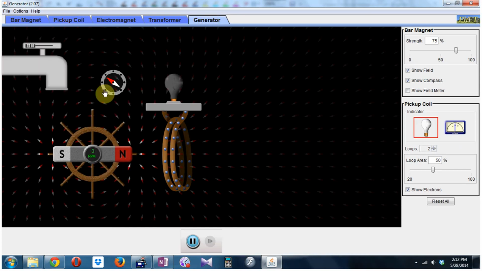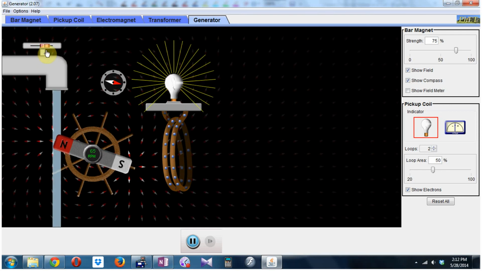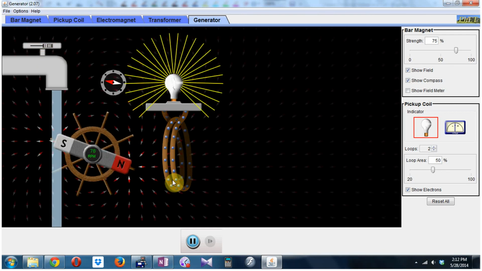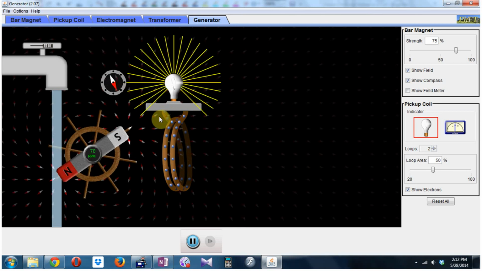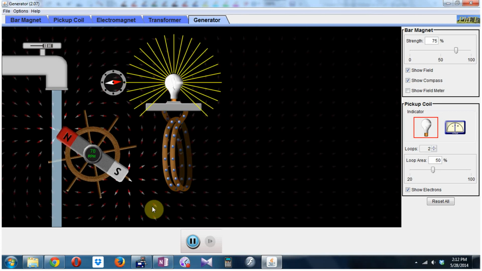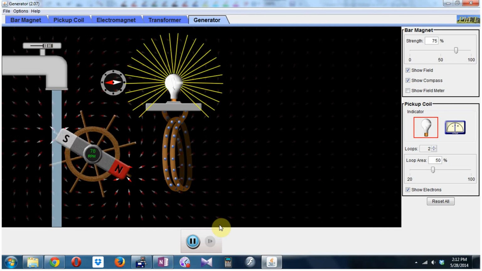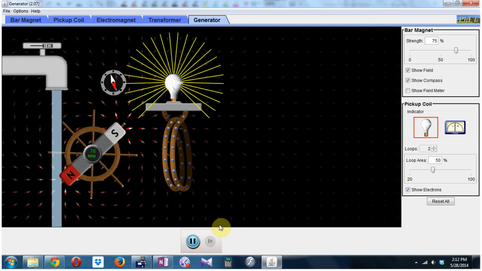Hey, here's a generator. Why does that work? I'll spin the magnet, and now I have a constantly changing flux, because I'm changing the direction of the magnetic field. You can see the little compass moving. That's a changing flux too. Not changing the area, not changing the magnitude, changing the direction.